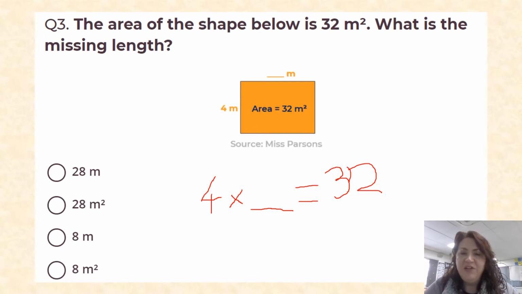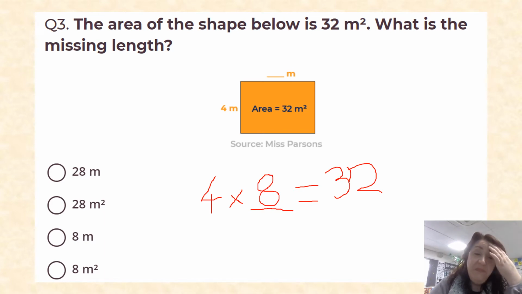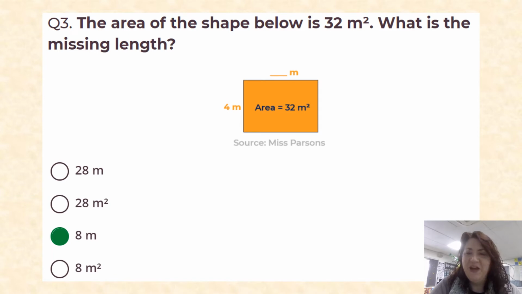So think about your factor bug. You've got 1 and 32, and then you'd have 2 and 16. What would go with 4? Hopefully you've worked out that it's 4 times 8, but we've got 2 options here. Is it 8 meters or 8 meters squared? Which one do you think? Well, because we're just finding a distance, we're not finding an area, we're just finding a length, it would be simply 8 meters. There it is. I hope you got that one.